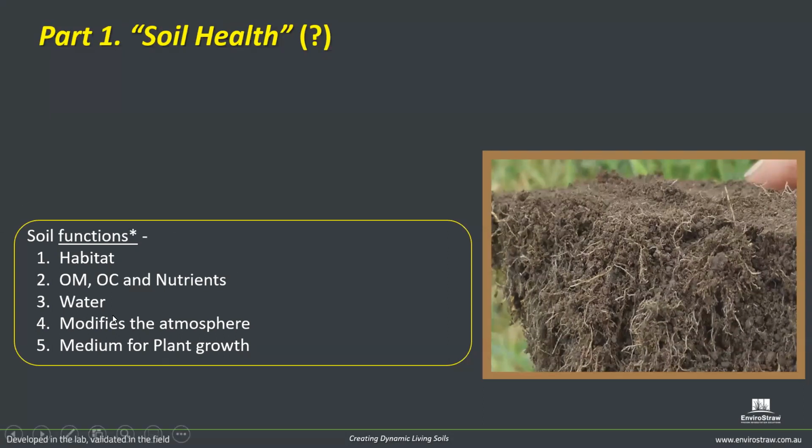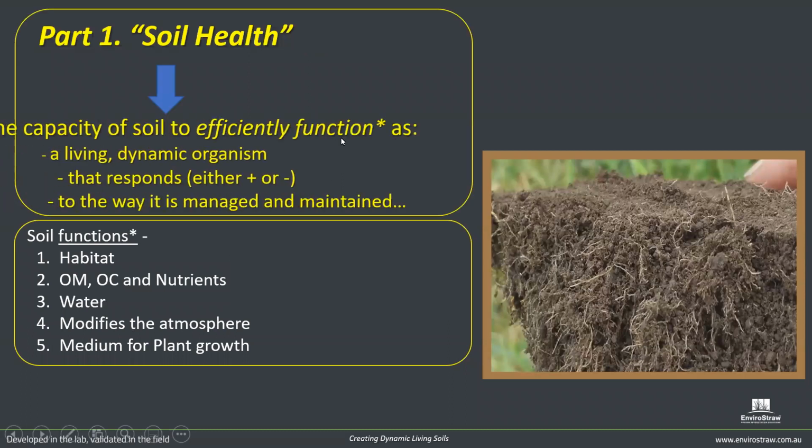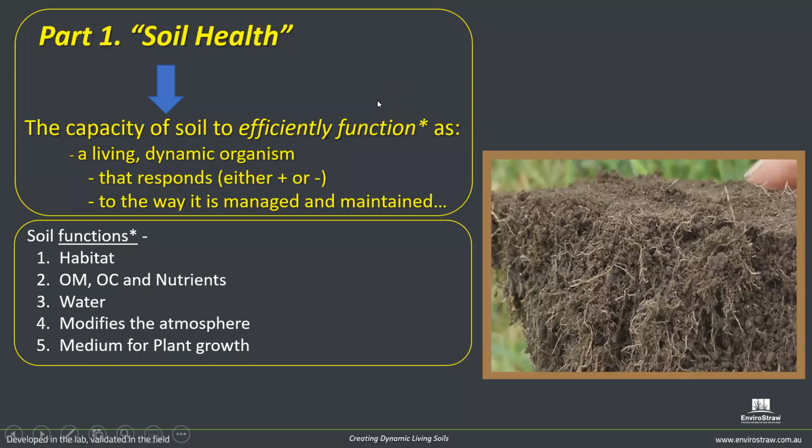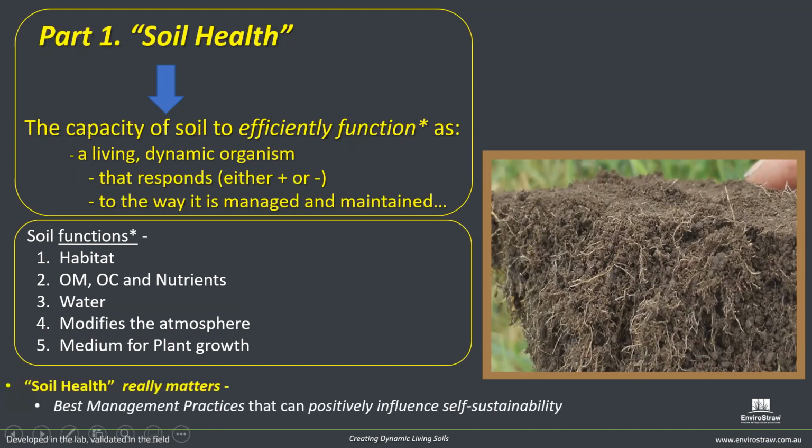If we take into account these main functions, we can then start to develop a definition of what soil health is. And the main definition we're going to be using today is the capacity of the soil to efficiently function as a living dynamic organism that responds either positively or negatively to the way it is managed and maintained. So being able to define and understand soil health really matters. This helps us adopt best management practices that can positively influence self-sustainability. And this is very important in revegetation, as I mentioned, particularly in a drying climate.